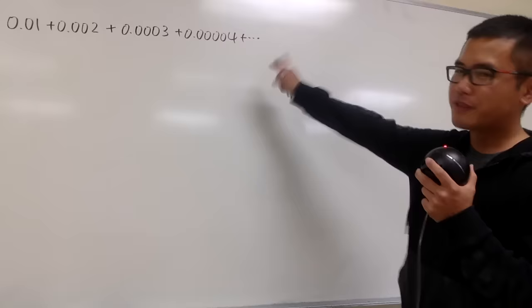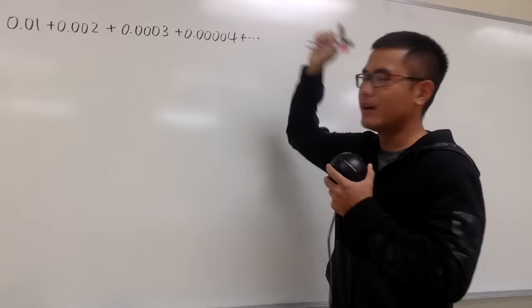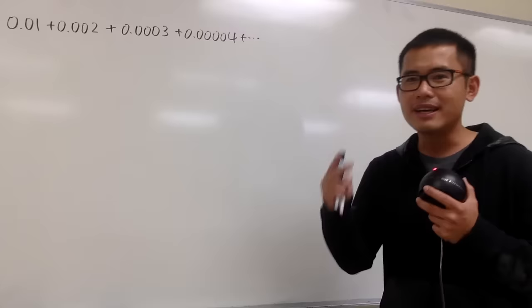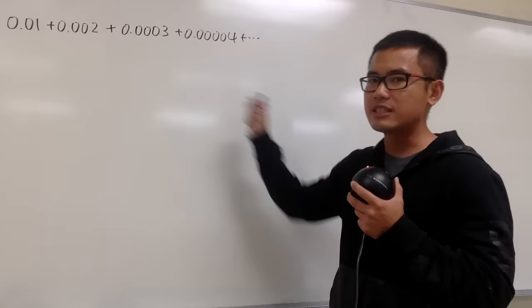We have 0.01 plus 0.002 plus 0.0003 plus 0.00004 and so on forever. Okay, how can we add this up, right? I will show you guys two ways. The first way is, I would like to work with fractions instead of decimals, and then after I finish with this, I will show you guys how we can add these decimals up, right?